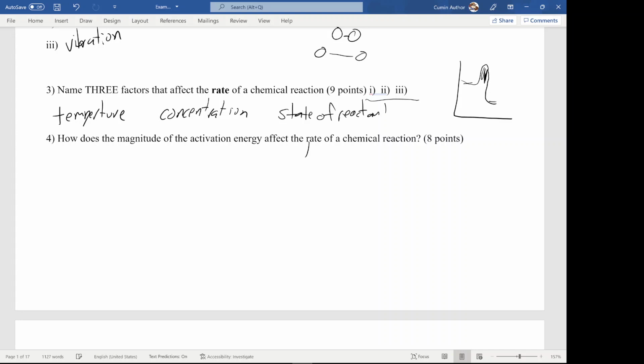So when we talk about state, we mean solids, liquids, and gases. Also, a catalyst is a possible answer for that because of what catalysts are able to do.